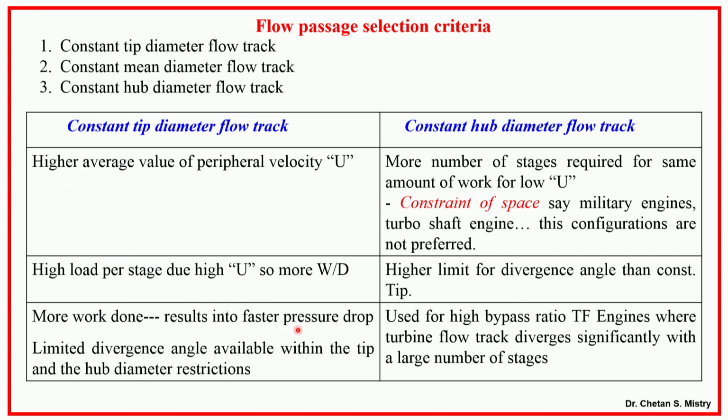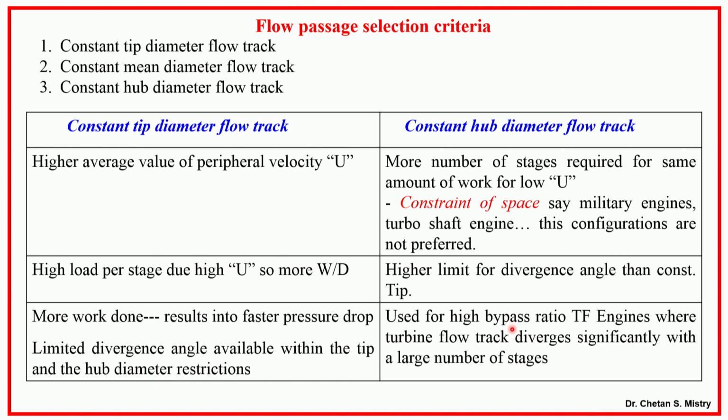Let us try to understand the flow passage design. Different configurations are possible. One configuration is the constant tip diameter flow track, and another is the constant hub diameter track. With a constant tip diameter track, my rotational speed will be larger because my diameter is more, so more work I can extract. With a constant hub diameter, the work will be slightly lower. More work extracted means I will have limited divergence available between tip and hub diameter.